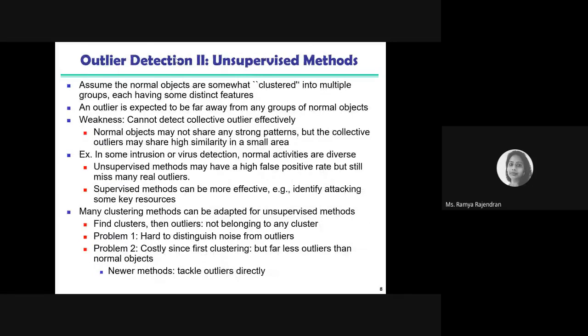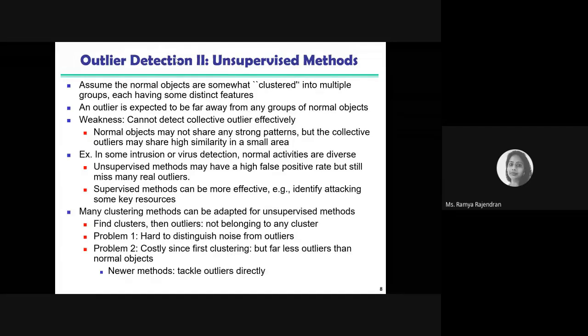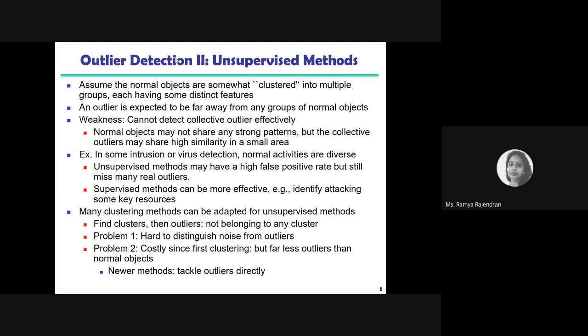And the next one is based on the unsupervised method. Here you'll be using clustering. As I told you, most of the time outlier detection is done using clustering methods. You cluster your data into different groups, and then you can identify a few non-normal objects which are not able to fall into a group. You can call those outliers.